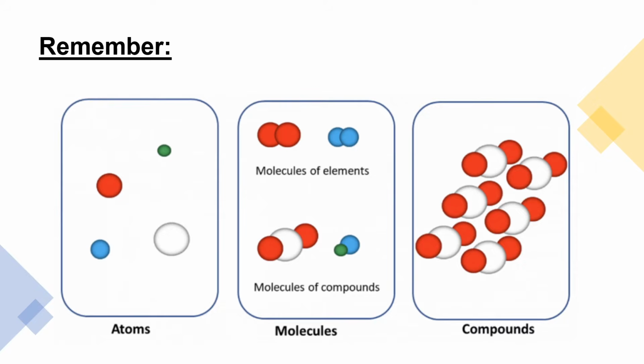Remember, you must be able to identify the difference between the terminology that we have just discussed. So atoms are our single particles or our building blocks of matter. Molecules can either be molecules of elements or molecules of compounds. And compounds are the bonding of two or more atoms together to form a new substance.